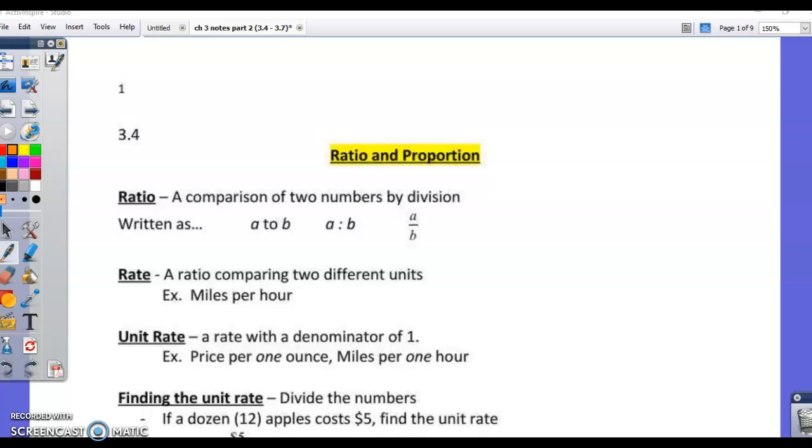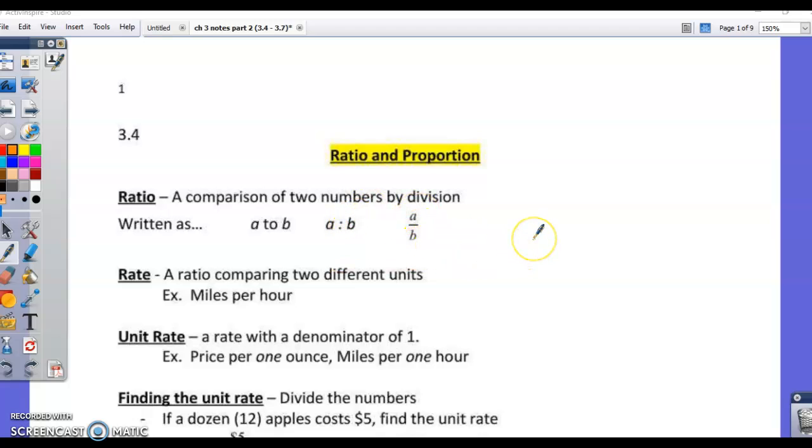Okay, so for this part, we're talking about ratios and proportions. Throughout this unit, we're going to be talking a little bit about comparison and how to find unit rate, especially for this section. But first we have to talk about what is a ratio. A ratio is a comparison of two numbers by division. They can be written in either of these ways: A to B, A colon B, A over B.